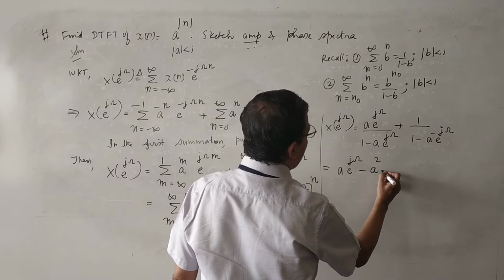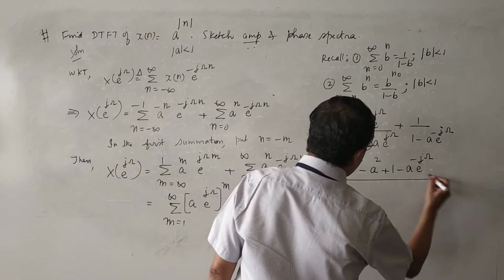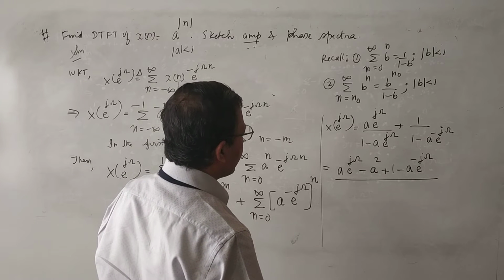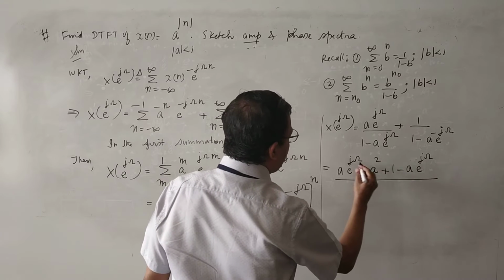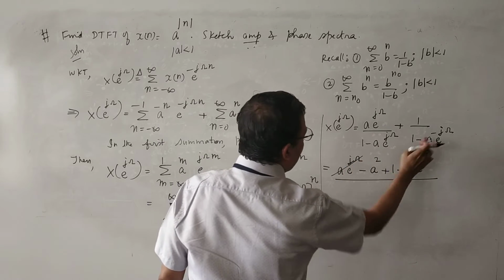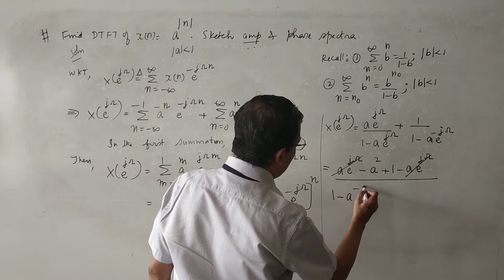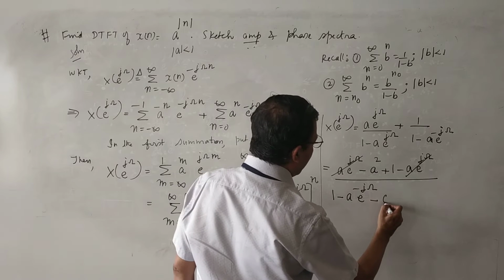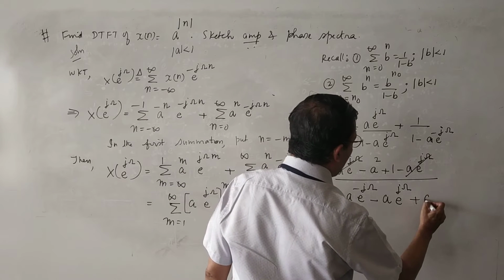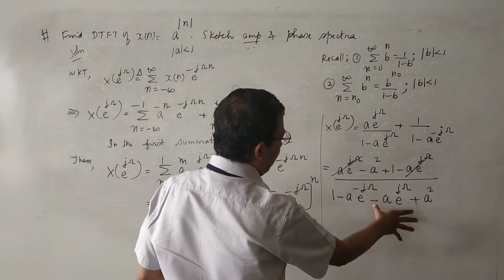This gets multiplied by this, plus 1 minus a into e to the power minus j omega divided by 1 minus, this is plus. Okay. These two will cancel out. In the denominator you multiply the LCM. So what you get? 1 minus a e to the power minus j omega minus a e to the power j omega plus a square. So I have taken LCM and this is the simplified version.